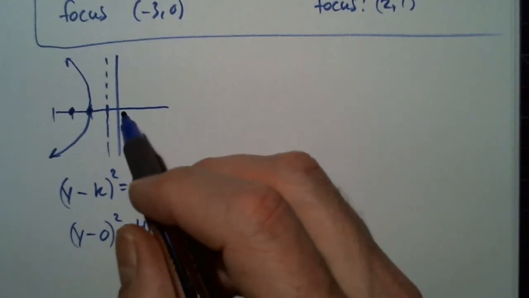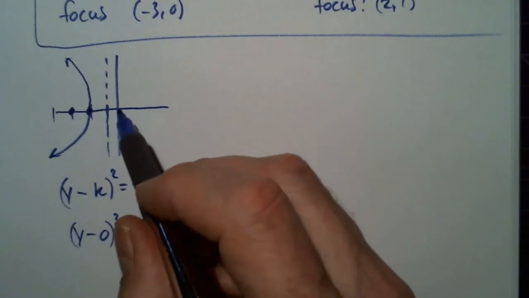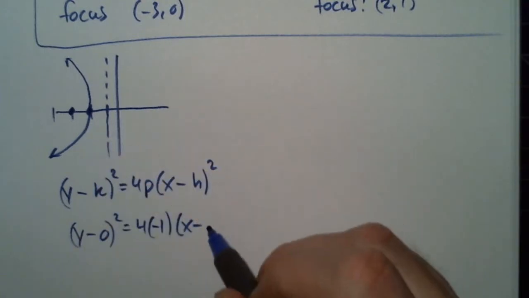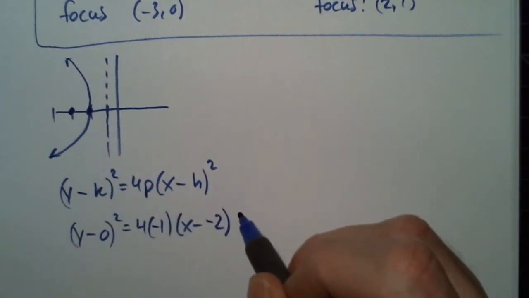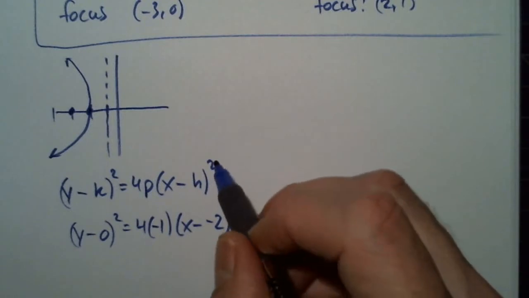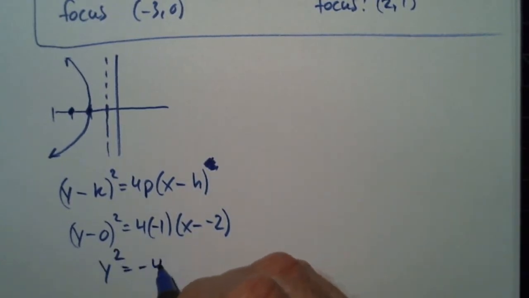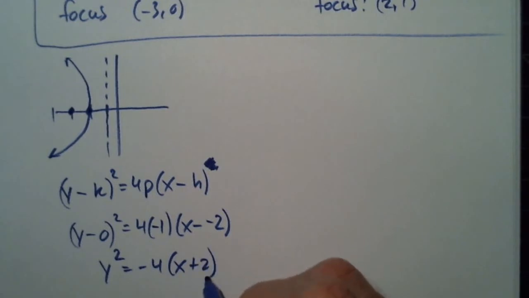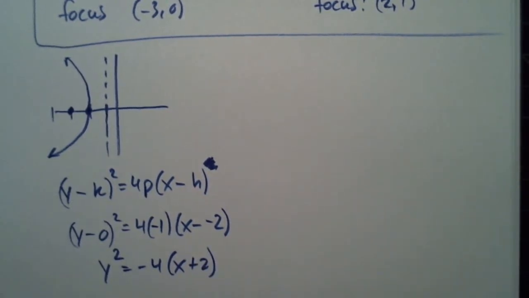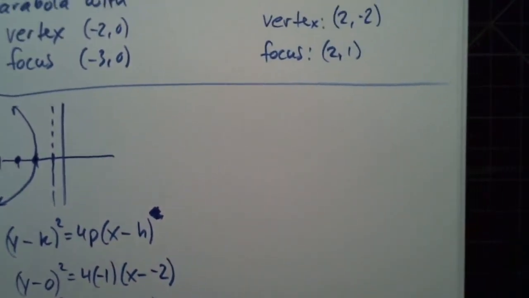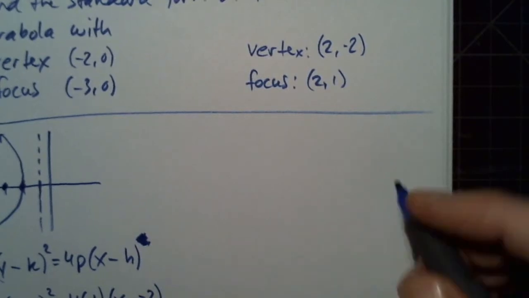H is the horizontal shift, and we moved negative 2. Oops, there's another mistake. That shouldn't be squared. So we can say it's y squared equals negative 4 times x plus 2. Okay, pause the video and try this one.